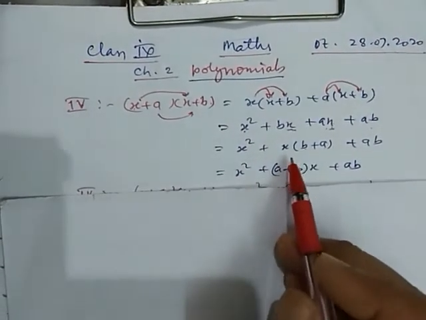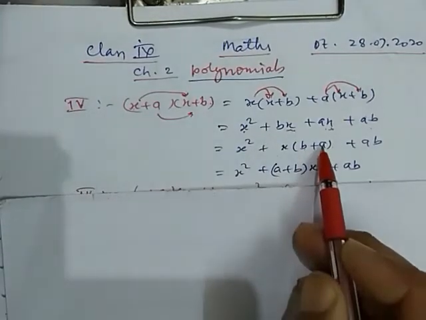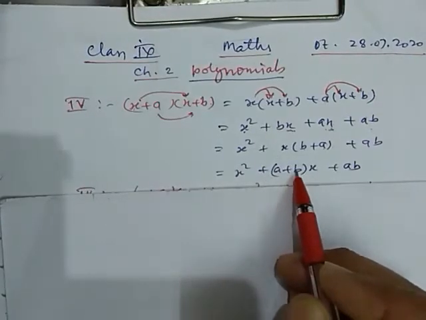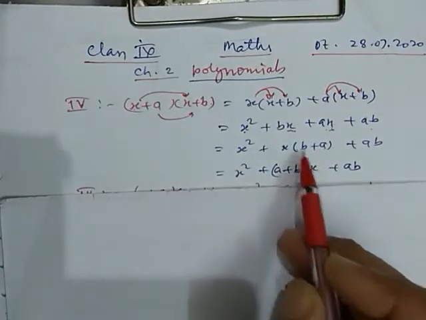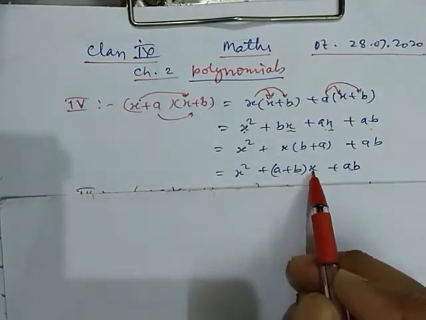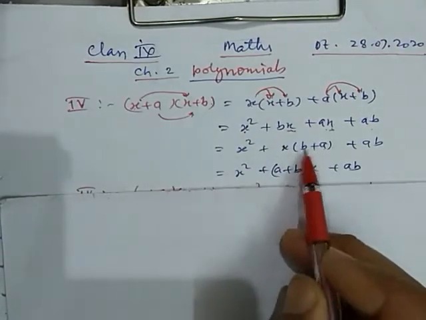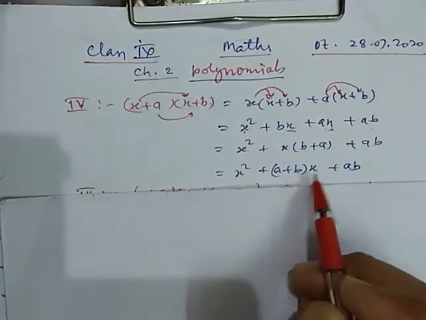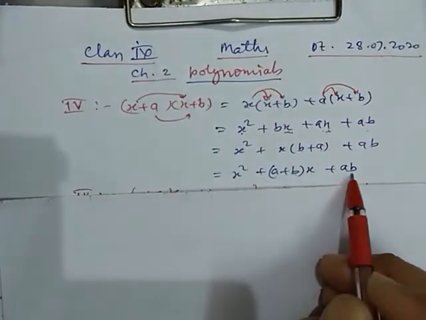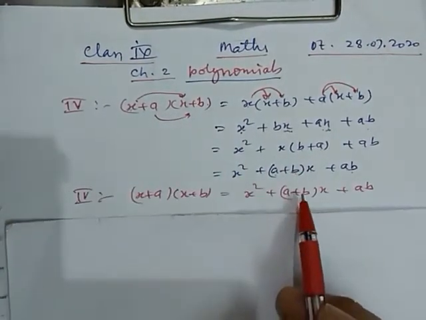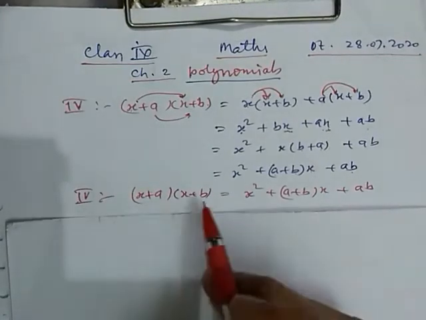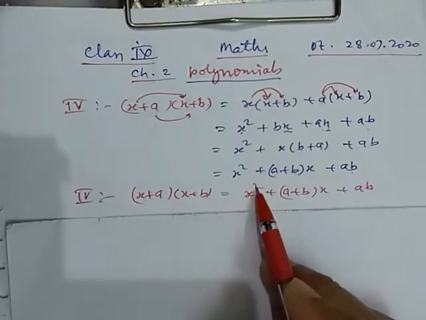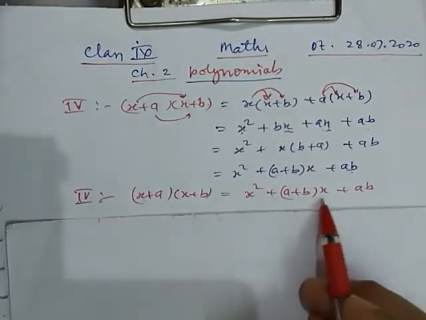So we can write this x here, and this b plus a can be written as a plus b, because of commutativity of addition, and this is the commutativity of multiplication. So this b plus a can be written as (a plus b) into x. Okay, so our identity is this. This can be written as this. So this is our fourth identity: (x plus a) into (x plus b) can be written as x square plus (a plus b) into x plus ab.